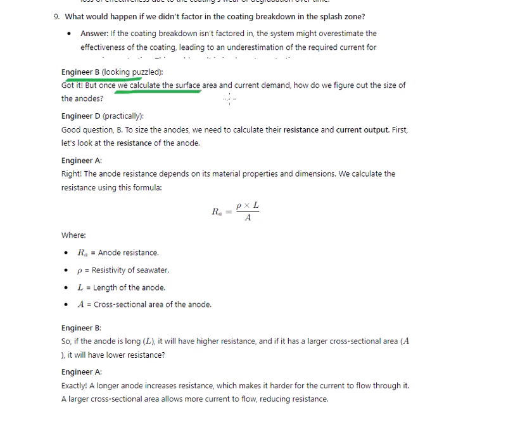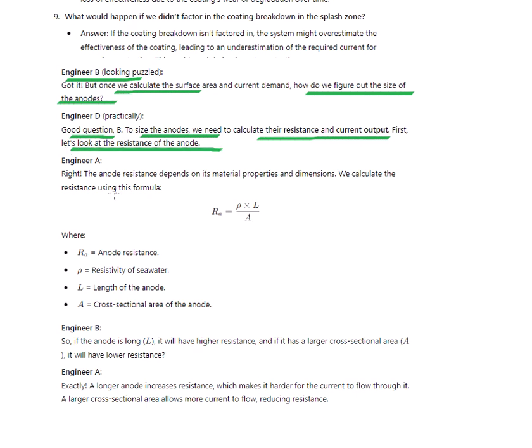Got it. But once we calculate the surface area and current demand, how do we figure out the size of the anodes? Good question. To size the anodes, we need to calculate the resistance and current output, how much current output it is going to be and how much resistance.